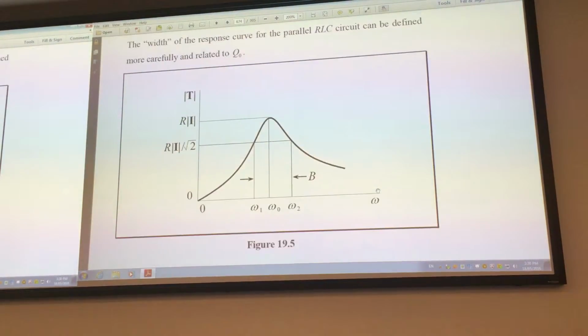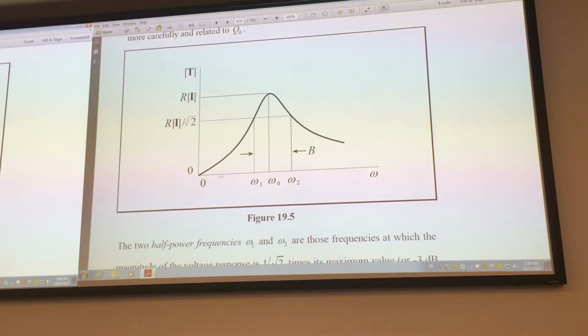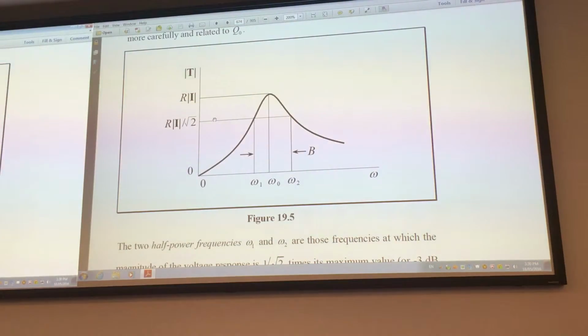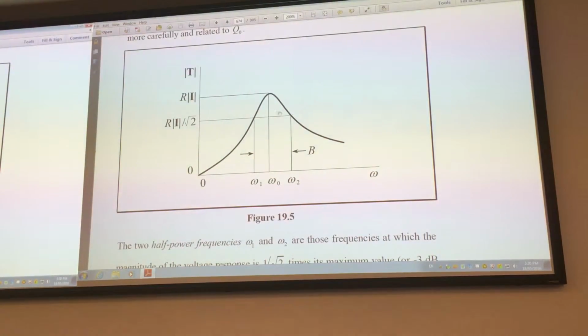I mentioned the bandwidth already, just once again. If we have this kind of behavior, not all resonant circuits behave like that. It all depends on the Q, of course. But if we have this kind of behavior, we can identify the bandwidth. So we look at the 3 dB drop on both sides, and the difference between these two frequencies is called the bandwidth. It's important to note that this is non-symmetrical, and that's how it is.